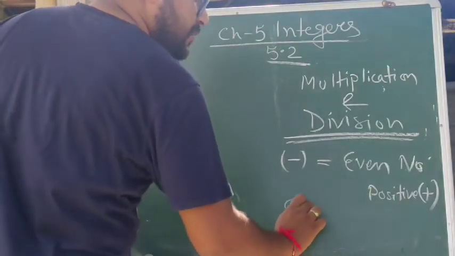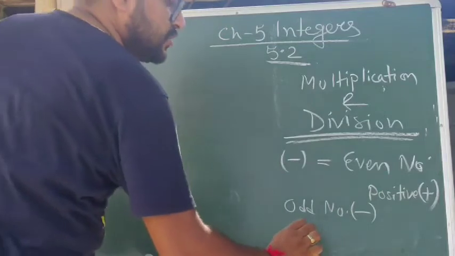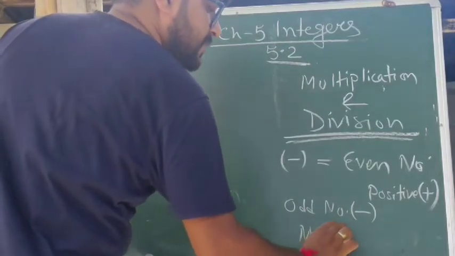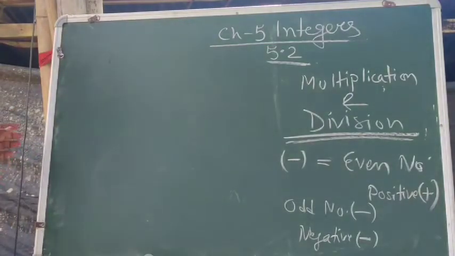If there is an odd number of minus signs, the answer is always negative. Now let us start with some questions, then it will be clear to you.